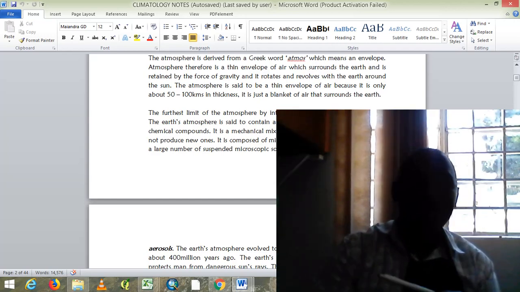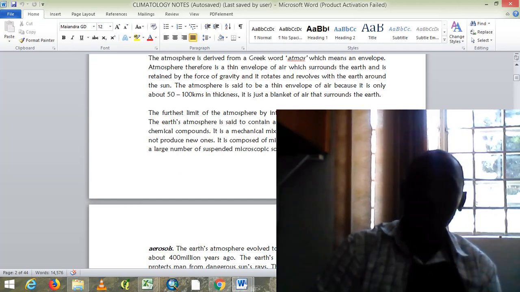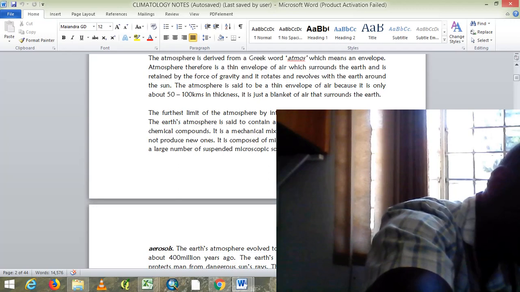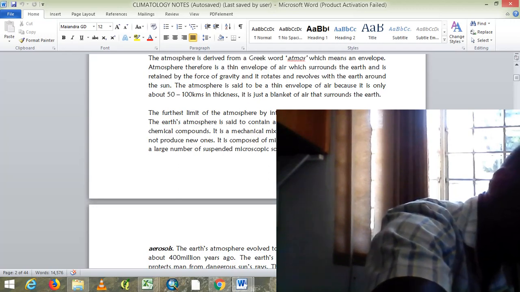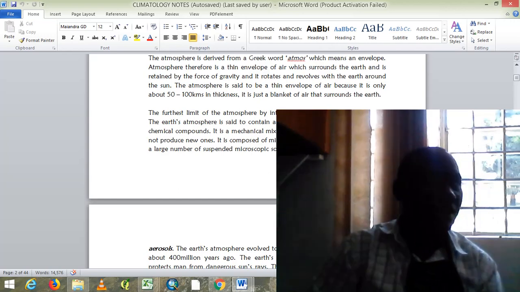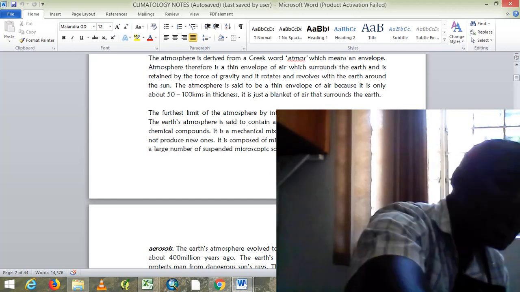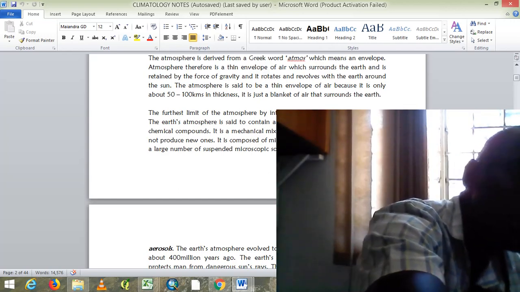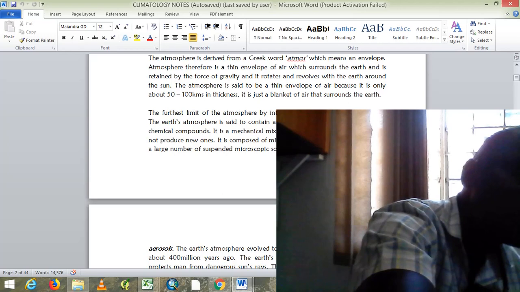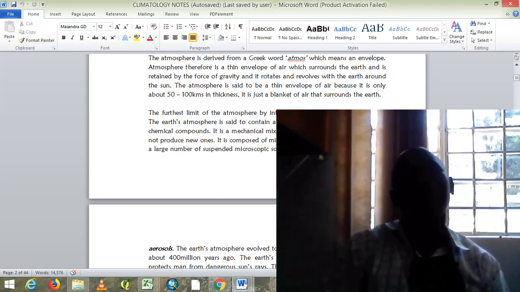Because if man adds more carbon dioxide to the atmosphere, we know the amount of carbon dioxide in the atmosphere is 0.03. That's the amount of carbon dioxide in a normal atmosphere. If man adds more, and this becomes 0.05, it is disorganized.